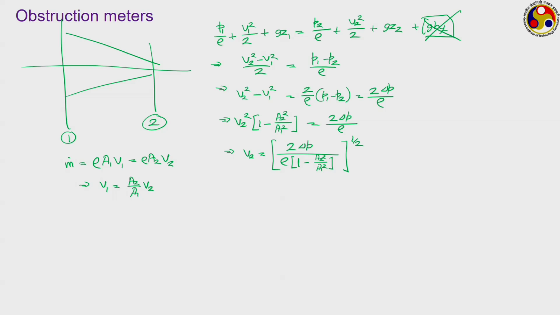If this channel is of circular cross section area, then A2 square upon A1 square can be related to D2 upon D1 whole to the power 4, often referred to as beta to the power 4, where beta is just this diameter ratio. So, accordingly this can be written as 2 delta P by rho into 1 minus beta to the power 4, whole to the power half.